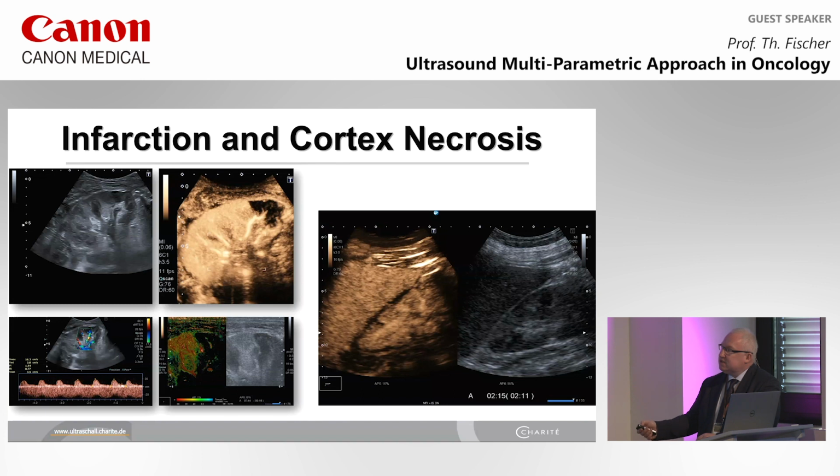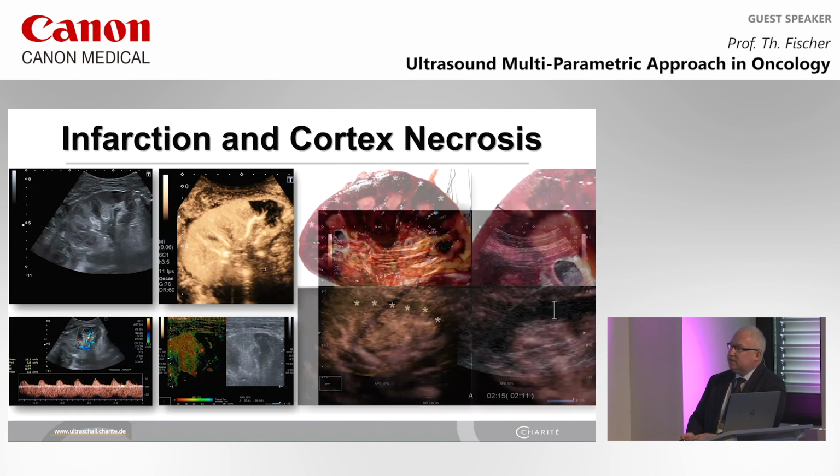Another example, this is cortical necrosis. Looks absolutely different than the infarction zone, but of course this is a severe problem for the patient. This was a young lady, a pregnant lady with a hemorrhagic shock. And here you can see the cortical necrosis afterwards. So this is a severe problem, and with ultrasound you are able to get in touch with this pathology.